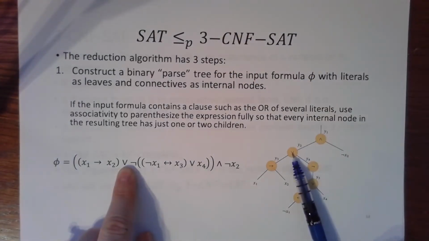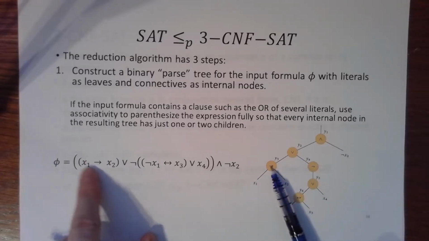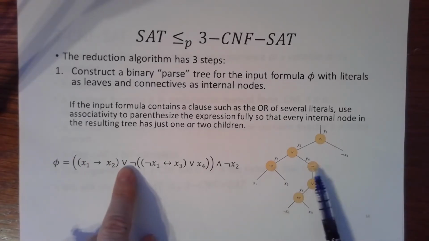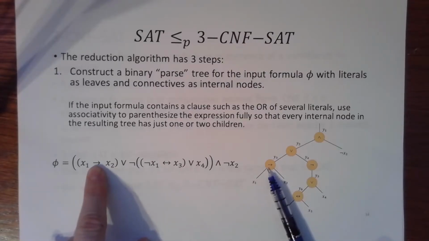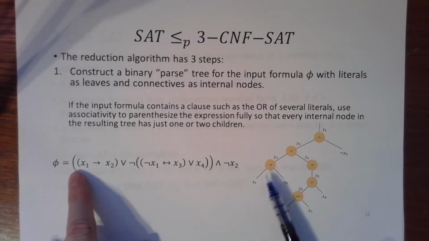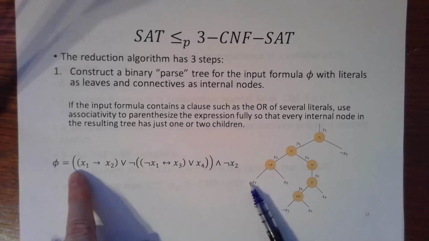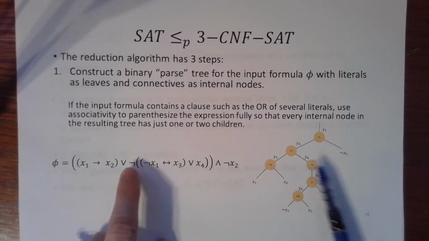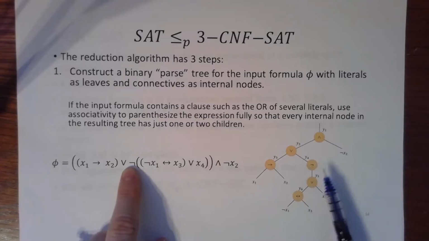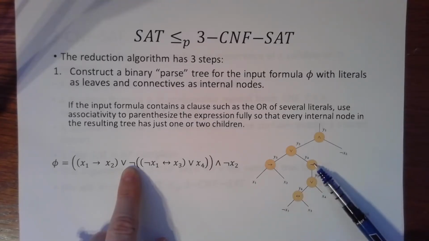So we've got an OR of something on the left, that's this expression, and the negation of something on the right. Let's go to the left. The left is an implication: x1 implies x2. So we've gotten down to our leaves here, and then we go back to the OR. The second argument of the OR is a negation of something. Notice there's a negation of what?